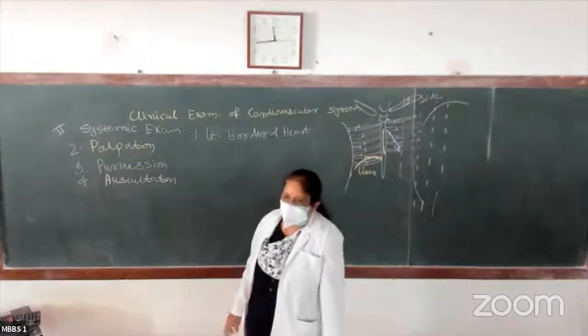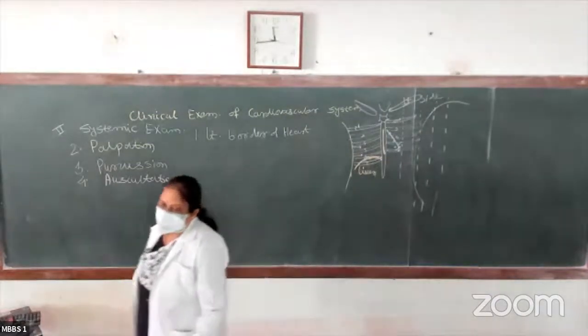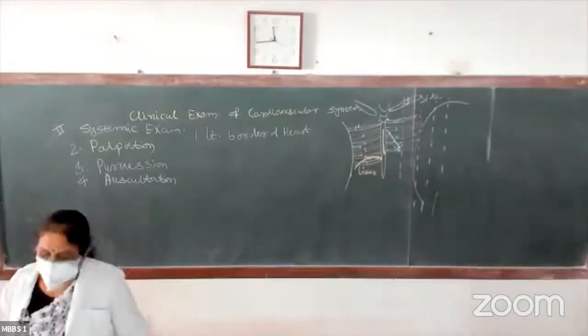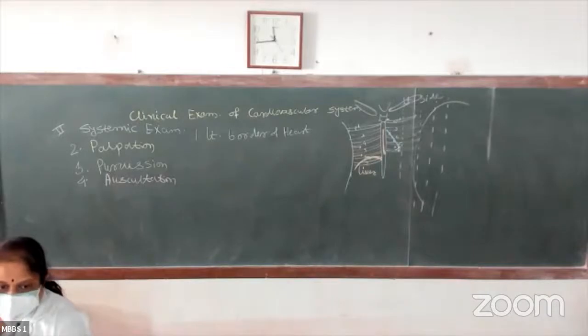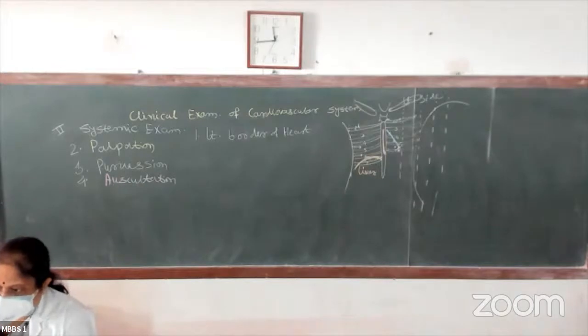So what is the cause of the first heart sound? Closing of which valves? AV valves. Closing of the AV valves, that is the tricuspid and the mitral. Closing of the mitral and tricuspid valves, which are called the AV valves, causes the first heart sound.